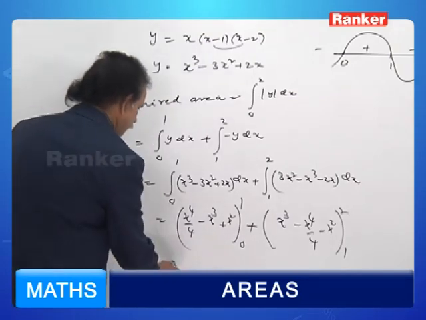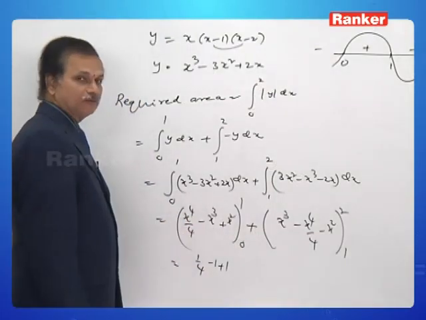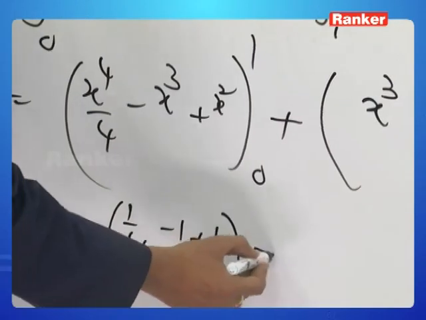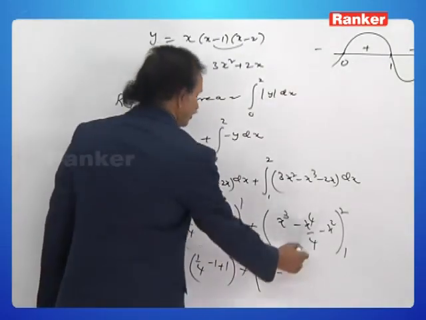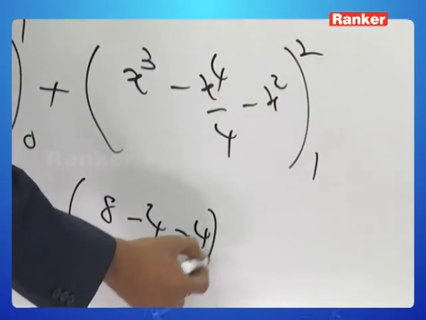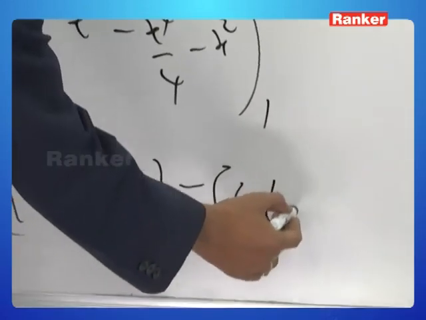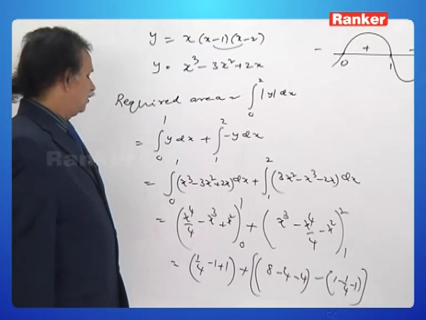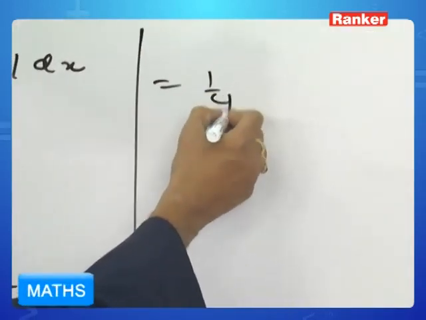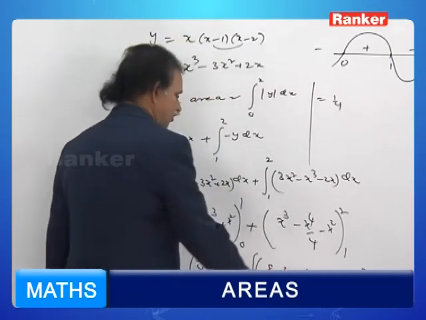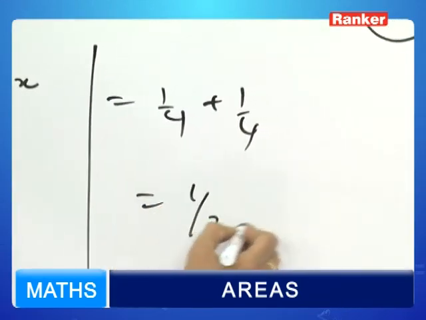Well, this is therefore, if you put 1, 1 by 4 minus 1 plus 1. If you put 0, everything is 0. Plus, if you put 2, cube is 8 minus 2 power 4 is 16, 16 by 4 is 4, minus 2 square is 4. If you put 1, what happens? 1 minus 1 by 4 minus 1. What will be the remainder here? 1 and 1 will go away. This is 1 by 4. What about this? Minus 4 minus 8 plus 8 go away. Here 1 and 1 will go away. Minus of minus 1 by 4 is 1 by 4. 1 by 4 plus 1 by 4 is half so many square units.